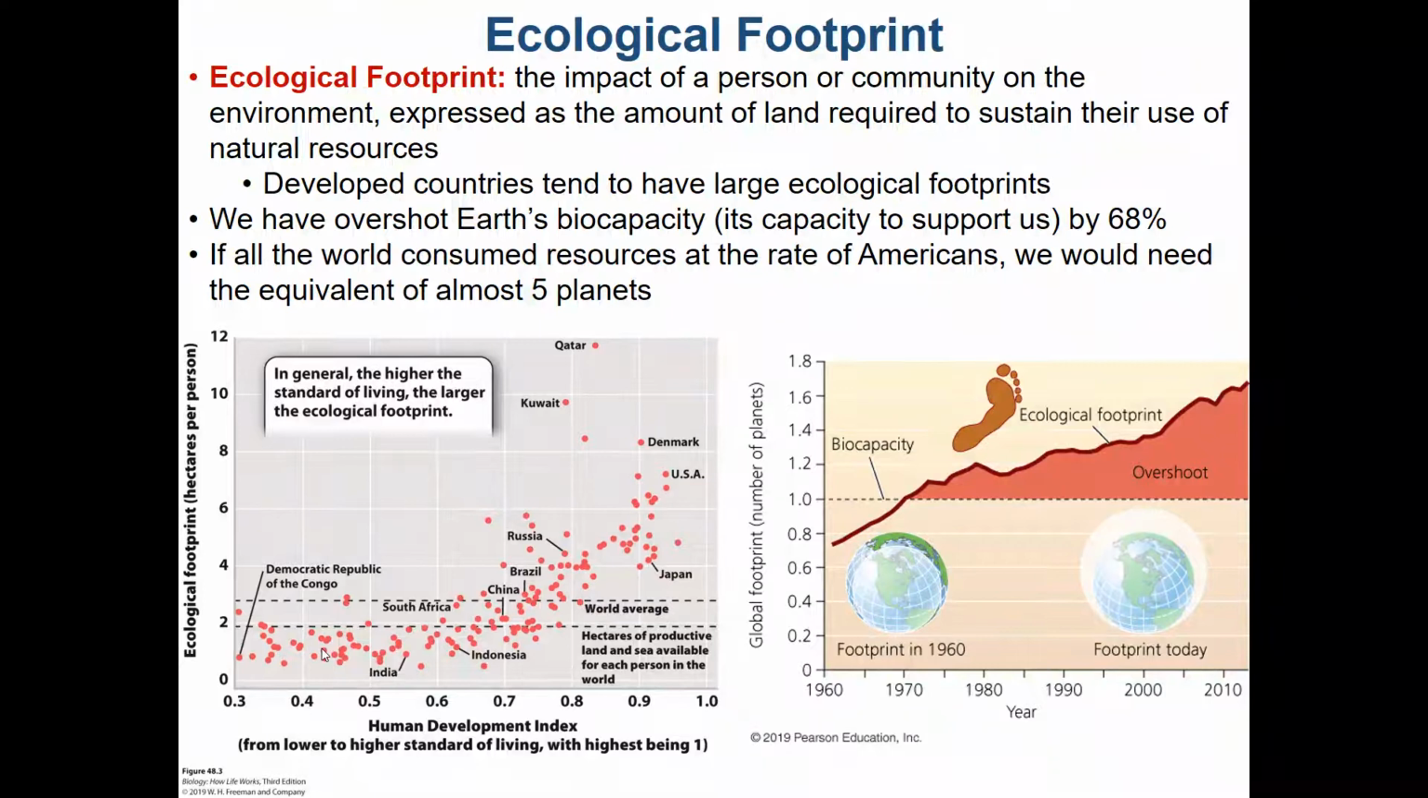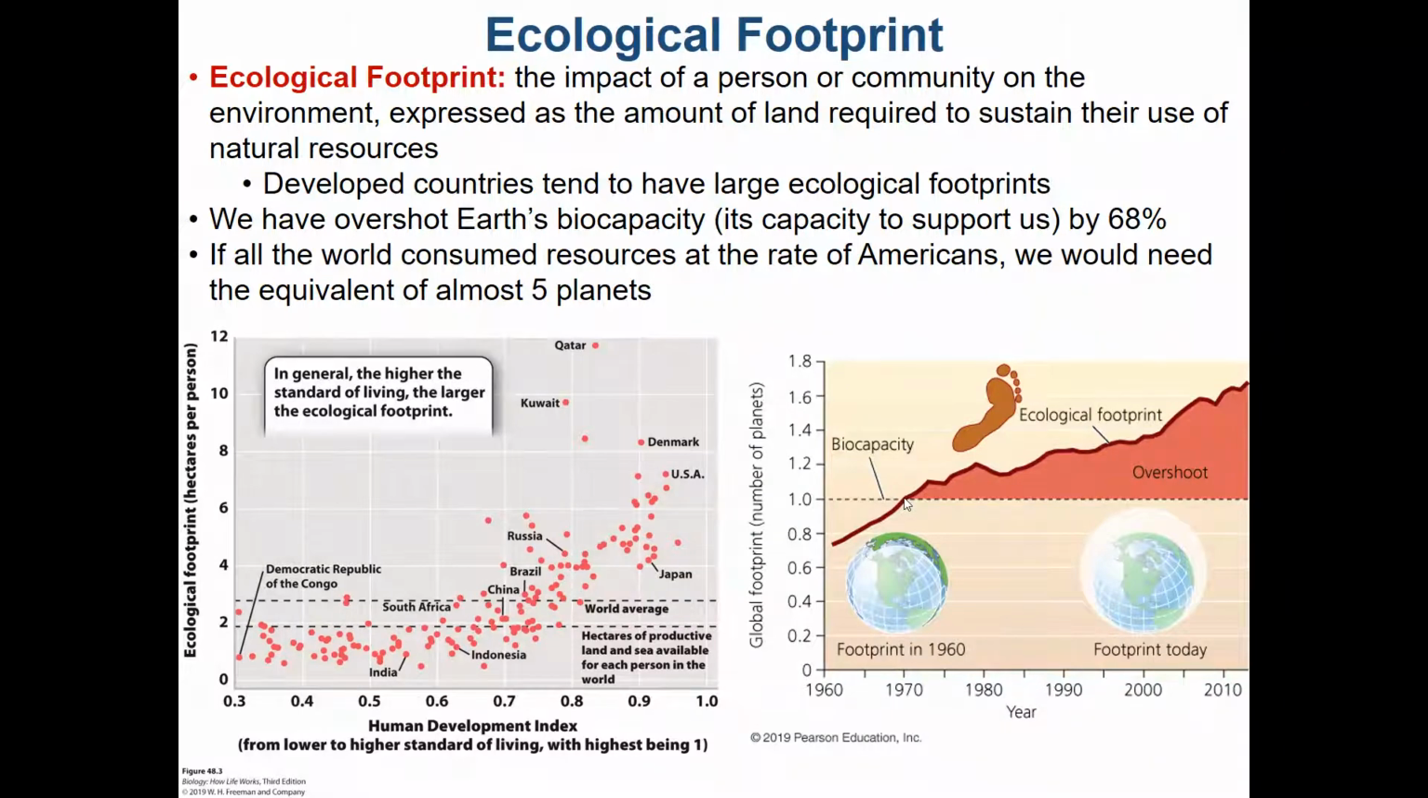The biocapacity of the earth is its ability to support us. And you can see here that we reached 1 biocapacity, because we only have 1 earth to live on, in about a little after 1970. Since then, we have continued to use resources on the planet too fast and in too great of numbers, and so we continue to overshoot the Earth's ability to support us. We have overshot Earth's biocapacity by 68%.